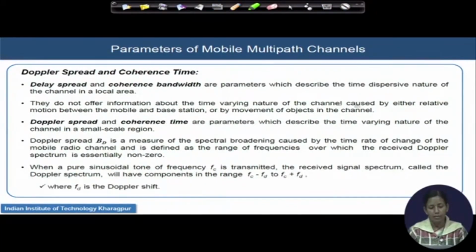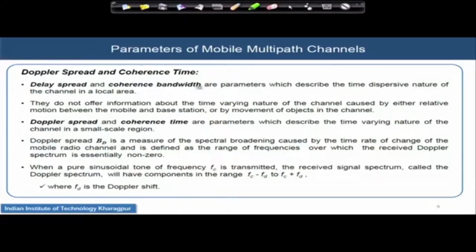So now we understand that the coherence bandwidth and the delay spread give an idea about the time dispersive nature. The delay spread is totally related to the time dispersion, and from the RMS value of the delay spread we calculated the coherence bandwidth. So it is totally talking about the time dispersive nature of the channel in a local area, but it is not giving any idea about the frequency dispersiveness of the channel.